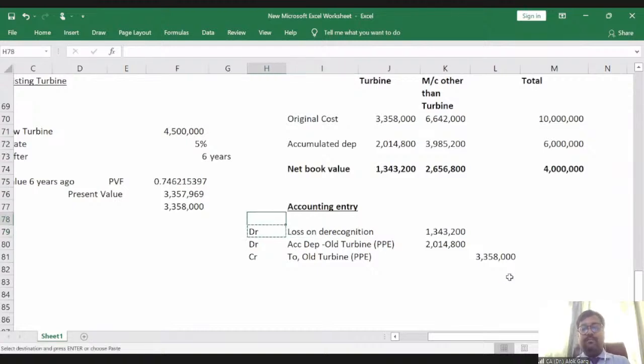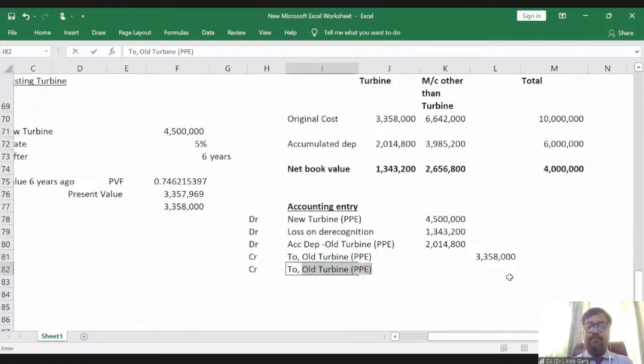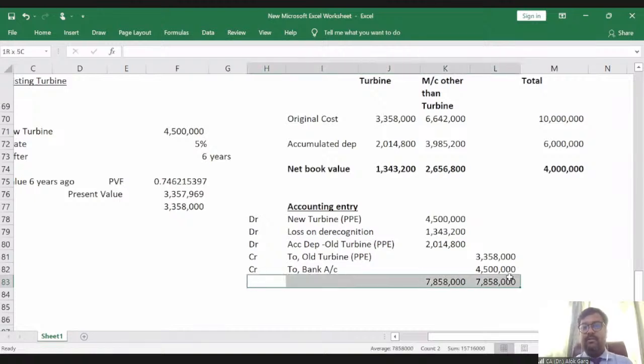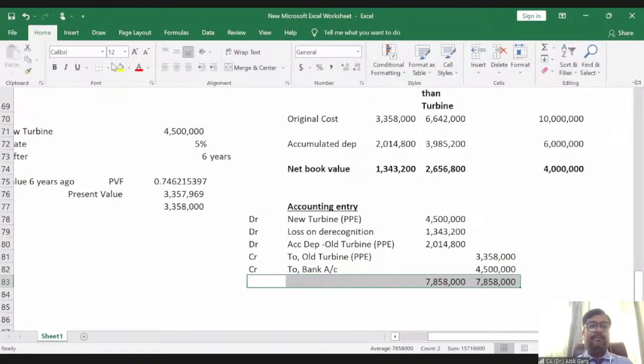One more debit will come. What is it? The new turbine, PPE debit. By how much amount? 45 lakh. What will be the credit? To bank account, 45 lakh. Let's see whether the total of the accounting entries tallies or not. Yes, this is getting tallied, right?